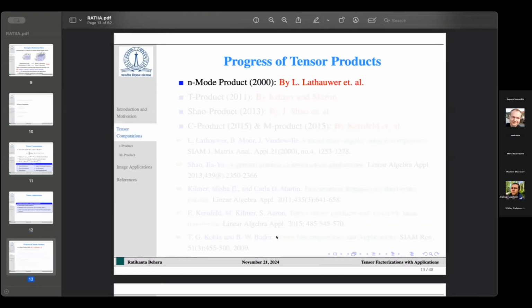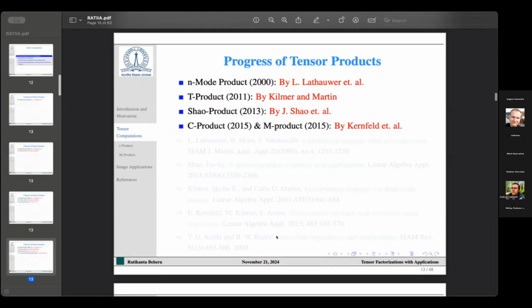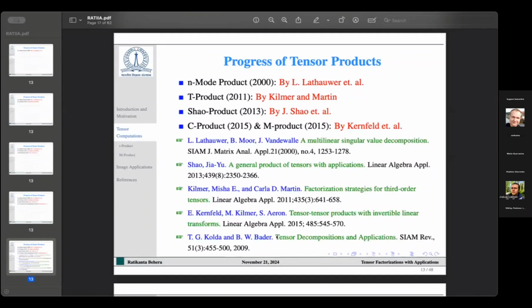After that, some progress on the tensor happened. One is the N-mode product, which is from 2000, and then the T product in 2011, and the SAO product, and then the C product and the M product. These things happened, and some references also exist based on these products. So we'll talk specifically about the latest available tensor products, the C product and the M product.